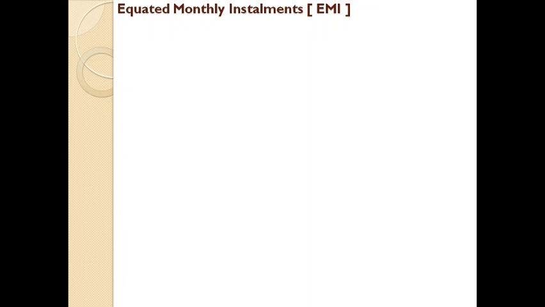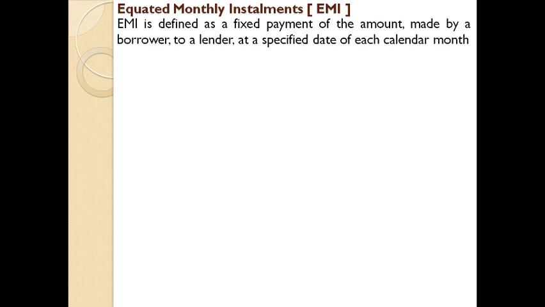So let us discuss how to mathematically compute equated monthly installments with regard to different cases in day-to-day life. Before we go into the cases, let's deal with the theoretical part of the equated monthly installment. EMI is defined as a fixed payment amount made by a borrower to a lender on a specified date of each calendar month, because they are paid monthly.